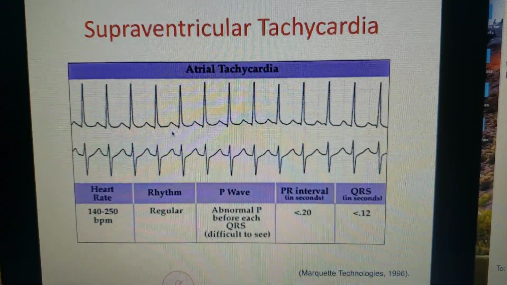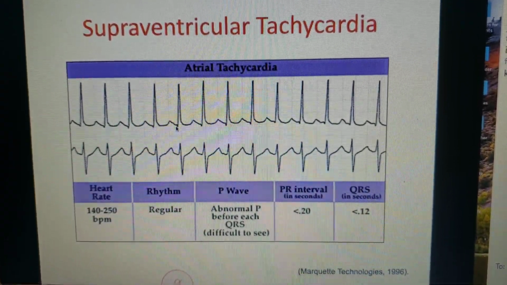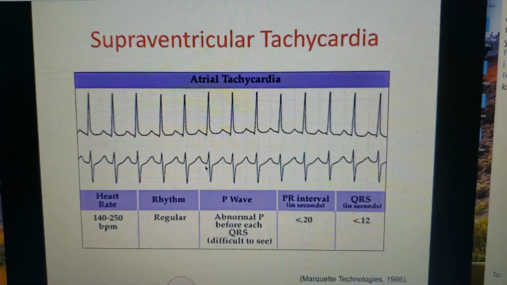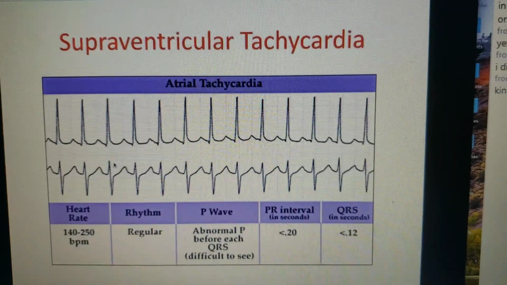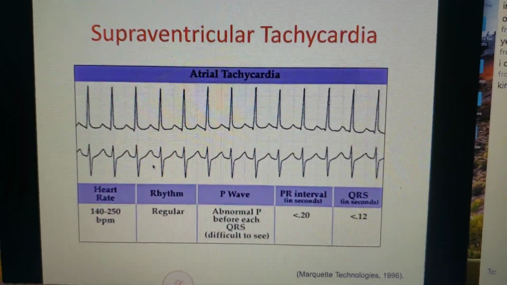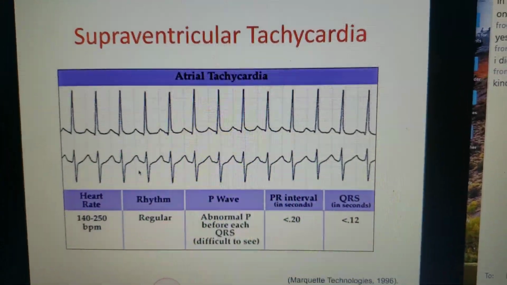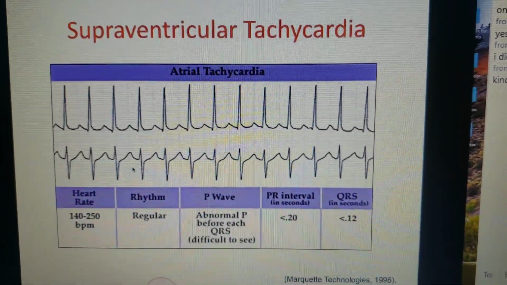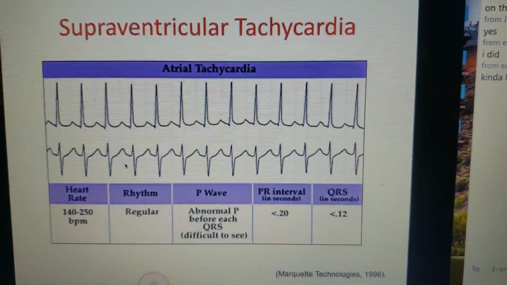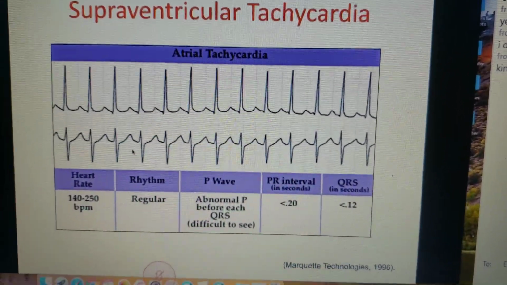Your PR interval is less than a big box, so we're good. Your QRS is narrow, within range. If you have a P wave, it's difficult to see depending on how fast it's going. That rhythm might be going so fast that it's got to get slowed down in order to figure out what's going on with it, what the underlying rhythm is.